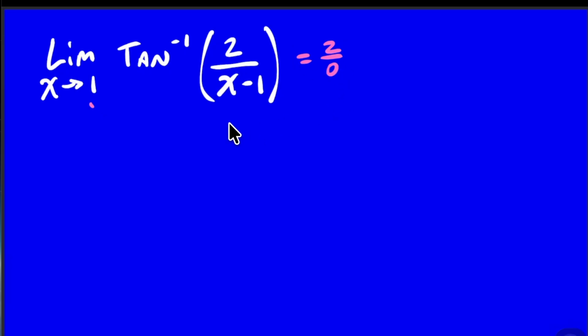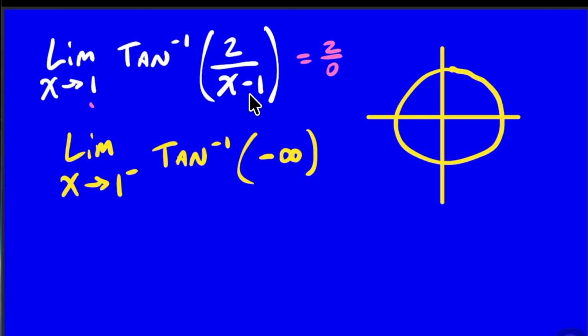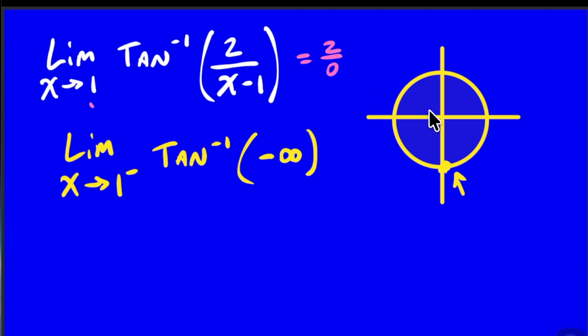And the answer is we're just going to have to do it from both sides and take the inverse tangent of negative and positive infinity. So let's go ahead and do that. The limit as x approaches 1 from the left, we already know, is going to be the inverse tangent of negative infinity. If we look at our unit circle, we see that the tangent, which is otherwise known as the slope, is going to be negative infinity right there when x equals negative pi over 2.